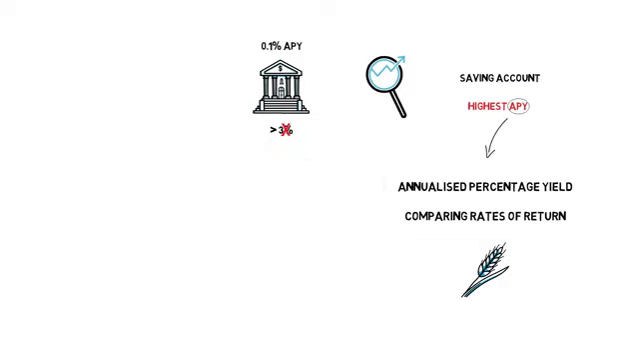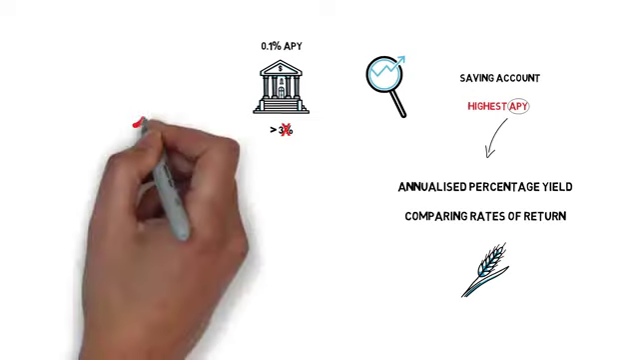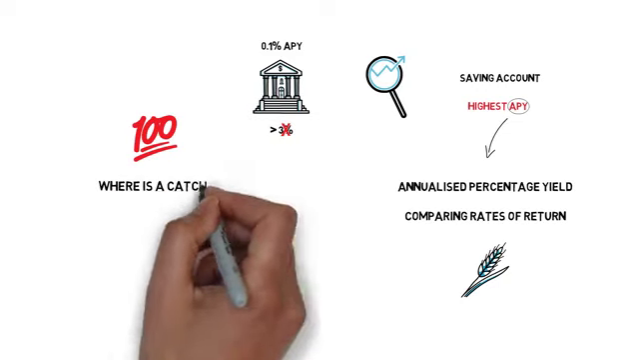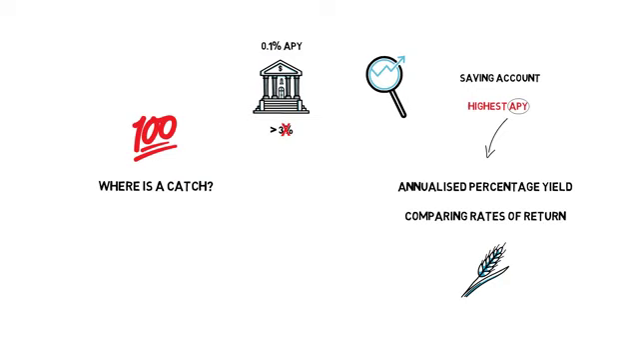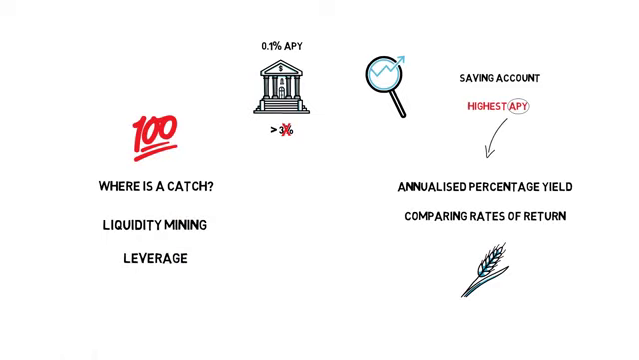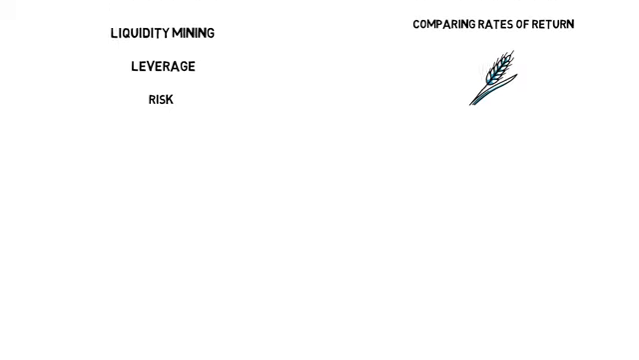When it comes to yield farming, the returns can be pretty insane, with some of the strategies bringing as much as 100% APY. So how is that possible, and where is the catch? There are three main elements that make such returns possible: liquidity mining, leverage, and risk. Let's cover all of them before we jump into some common strategies.